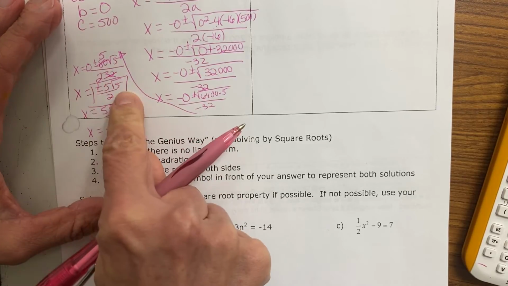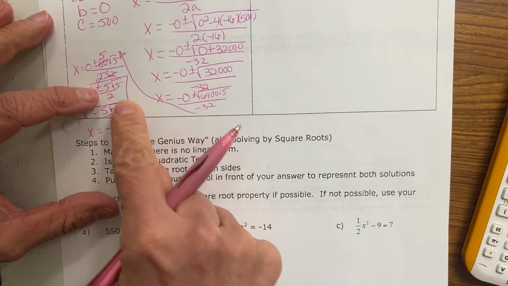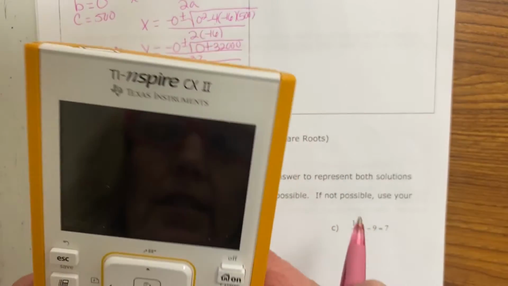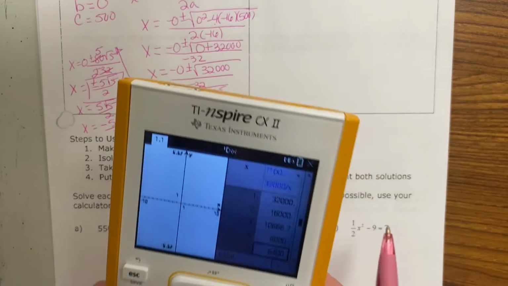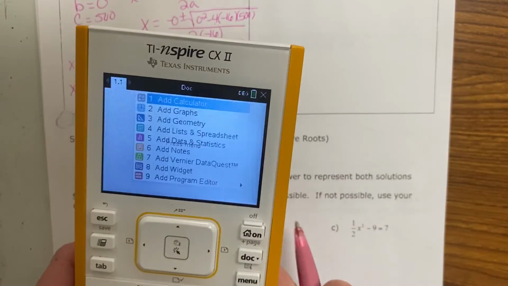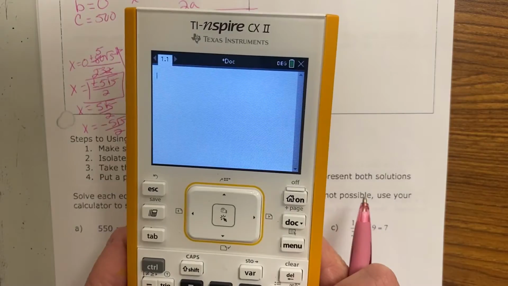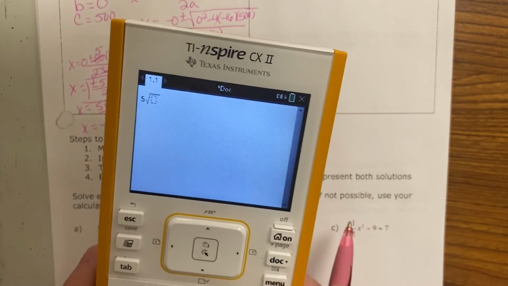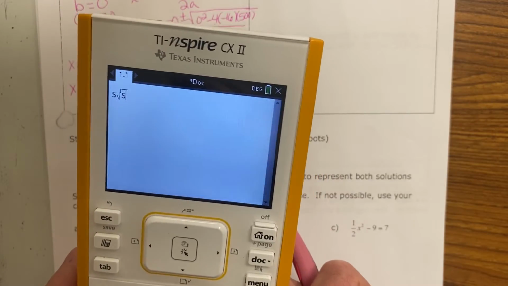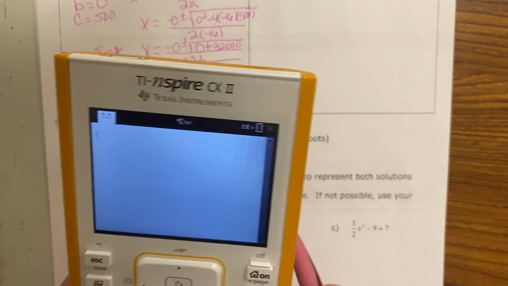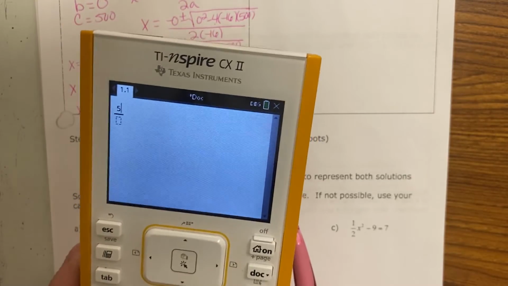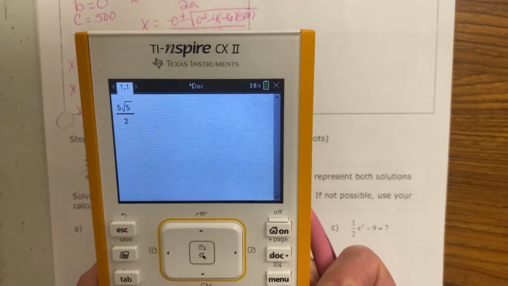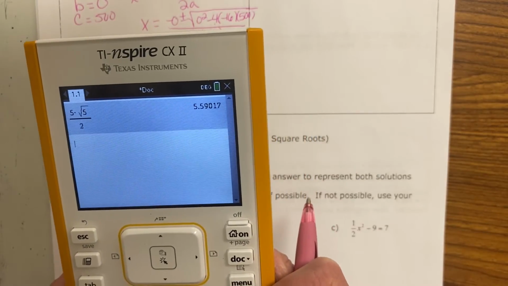But I would prefer that you write your answer as plus or minus 5 square roots of 5 all over 2. If we're looking to see what our answer is as a decimal, because sometimes we have to know what it is as a decimal, we would put it in the calculator. What we would do is hit Control Divide and put 5 square roots of 5, and then put the 2 on the bottom, and that's going to give us 5.59.